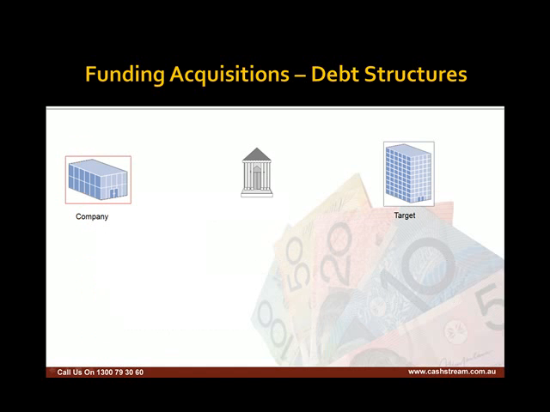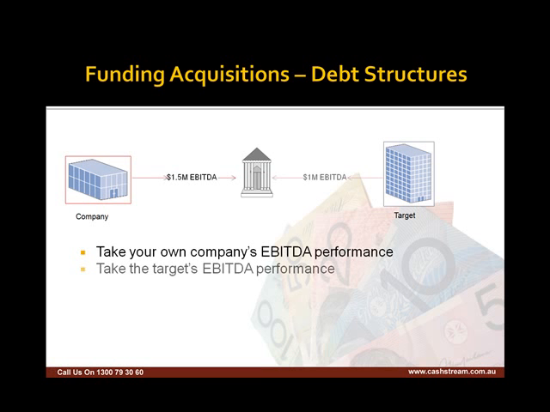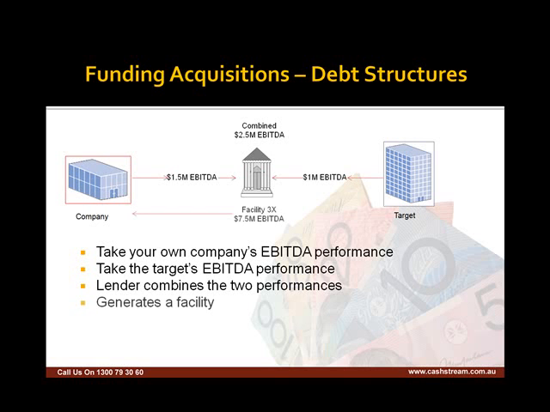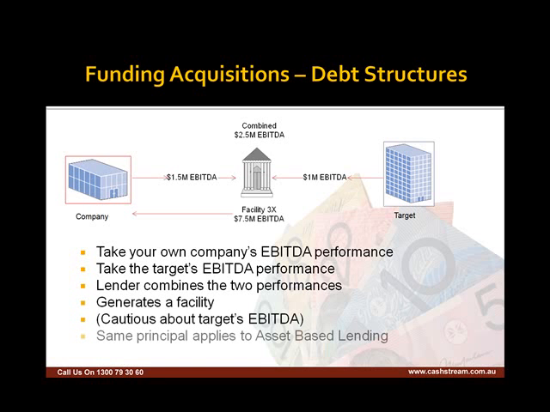So let's have a look and see how these work, because the power of acquisition funding is if we explore both methods against your existing business and that of your target. So, for example, let's take your own company's EBITDA performance. We'll assume it's 1.5 million EBITDA. We take the target company's EBITDA performance. We'll assume it's $1 million. The lender combines those two performances together, in other words $2.5 million, and then evaluates a facility typically up to $7.5 million. Now the same principle applies to asset-based lending.